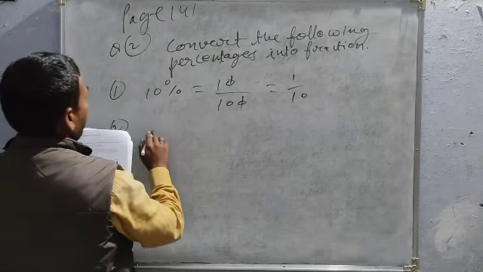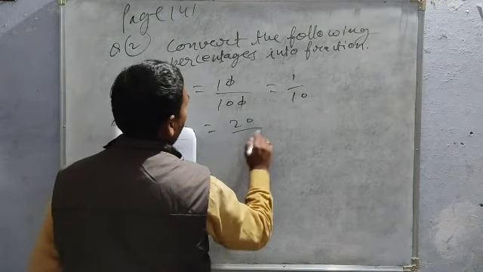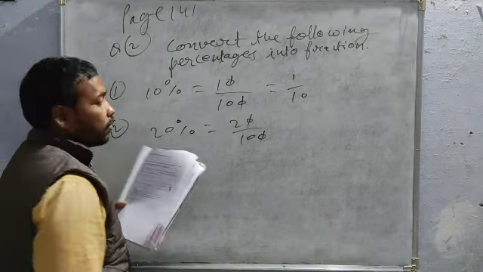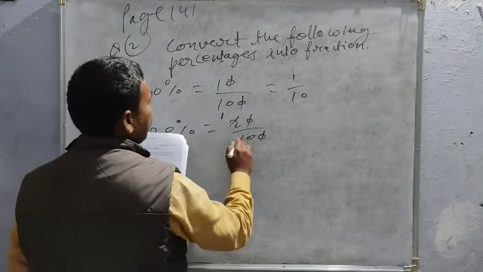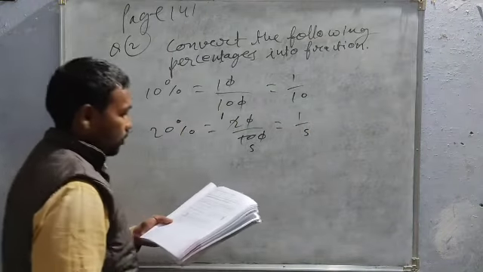Second one here, 20%. So this can be written 20 by 100. 1 zero can be cancelled. 2 and 10 both are divided by 2. 2 ones are 2, 2 fives are 10. That is 1 by 5.